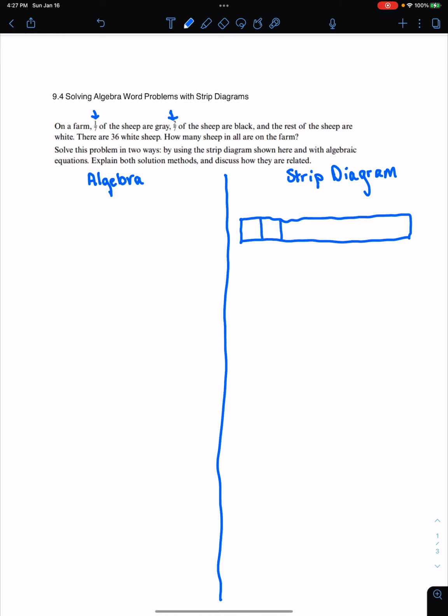So we're going to agree that these pieces are all equal. I know, I kind of messed up here, but sometimes we make mistakes in math class and we just fix them. All right, so now I should have 7 sort of equal pieces on my strip diagram, and this is going to represent all the sheep.